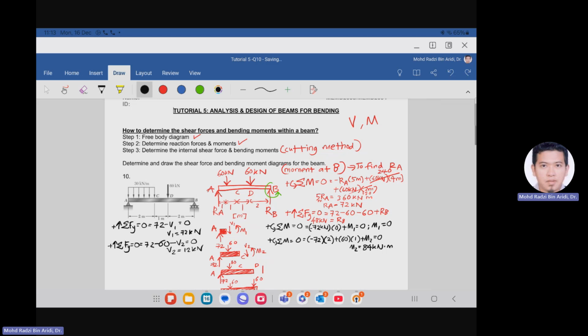Let's go to the third cut. We have V3, M3. To find V3, we consider 72 positive because going up is positive. So the 60 will be going down, so negative 60, and V3 also going down. So we have V3 equals 12 kilonewton. For the moment side, we have negative 72 times 3. The distance from A to D is 3 meter. And then the 60 is positive, so the distance is 2 meter, plus M3 equals 0. So M3 equals 96 kilonewton meter.